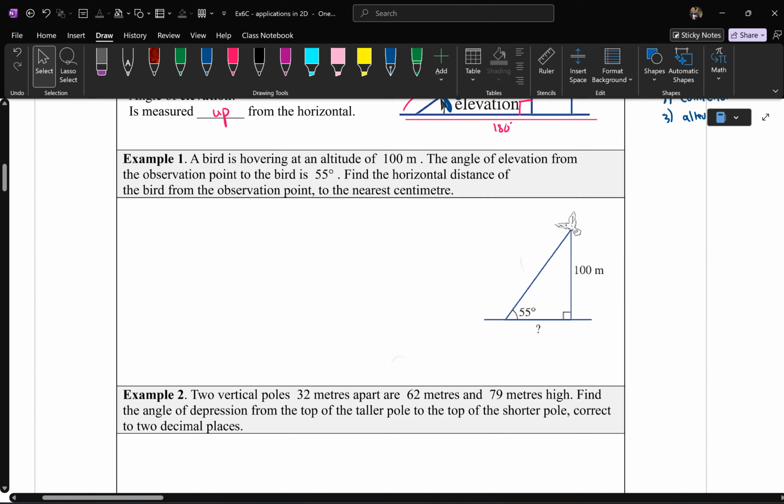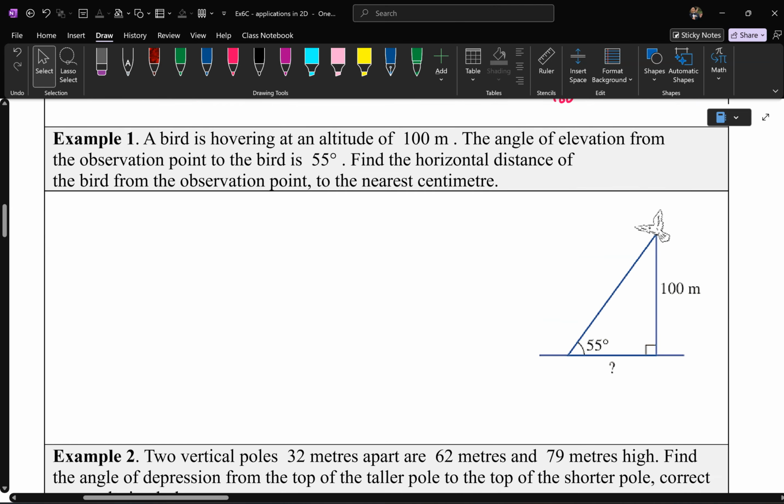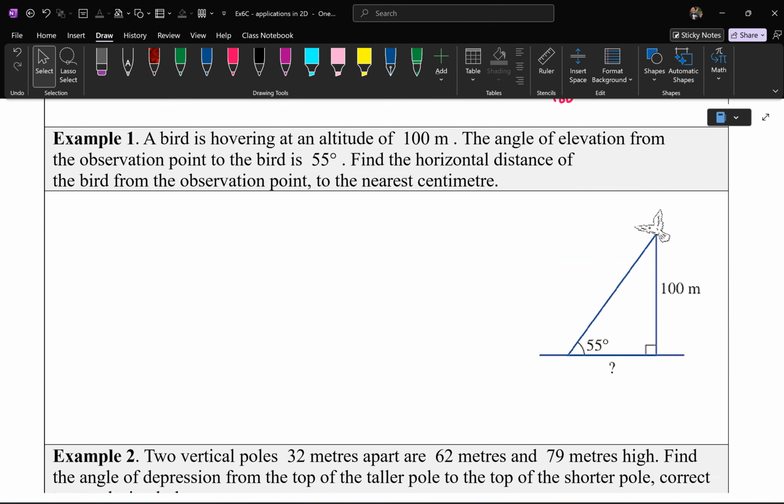All right, team. So let's do one example. Example 1, a bird is hovering at an altitude of 100 meters. I've got a diagram for you there. The angle of elevation from the observation point, which clearly is here. This is the observation point. Angle of elevation, so it has to go up from the horizontal line. So it's 55 degrees. Find the horizontal distance of the bird from the observation point. Horizontal distance means from left to right. So that means I am looking for this distance here.